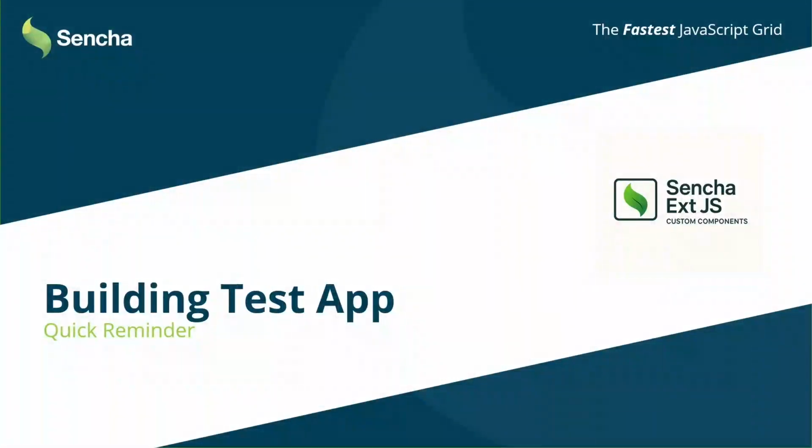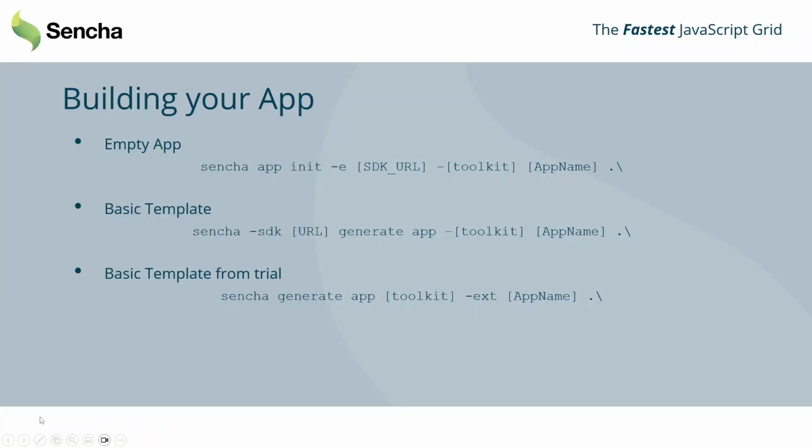We are about to create our first component, but we don't have an application. So let me just give you a quick reminder on how to build your first application. If you have a commercial license, you need to download Sencha command and the XJS SDK. If you have a trial license, by default, you will download Sencha command and you need to run the basic template from trial command over here on any command window. Otherwise, you can run any other command that I have here. For example, the basic template is the one that I'm going to be using today. The trial one looks quite similar and it's this command at the bottom.